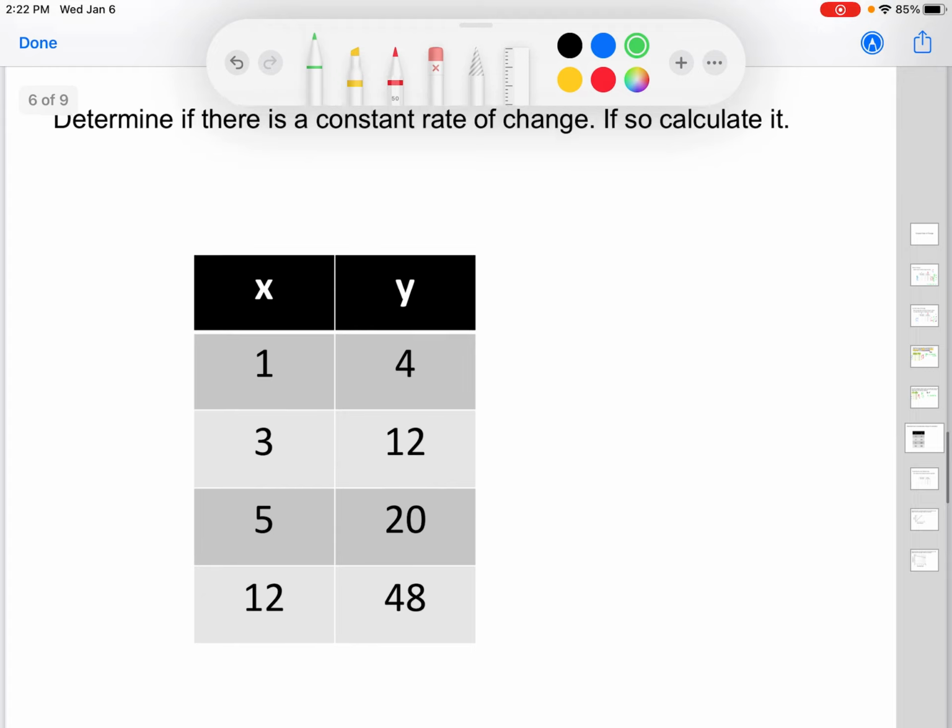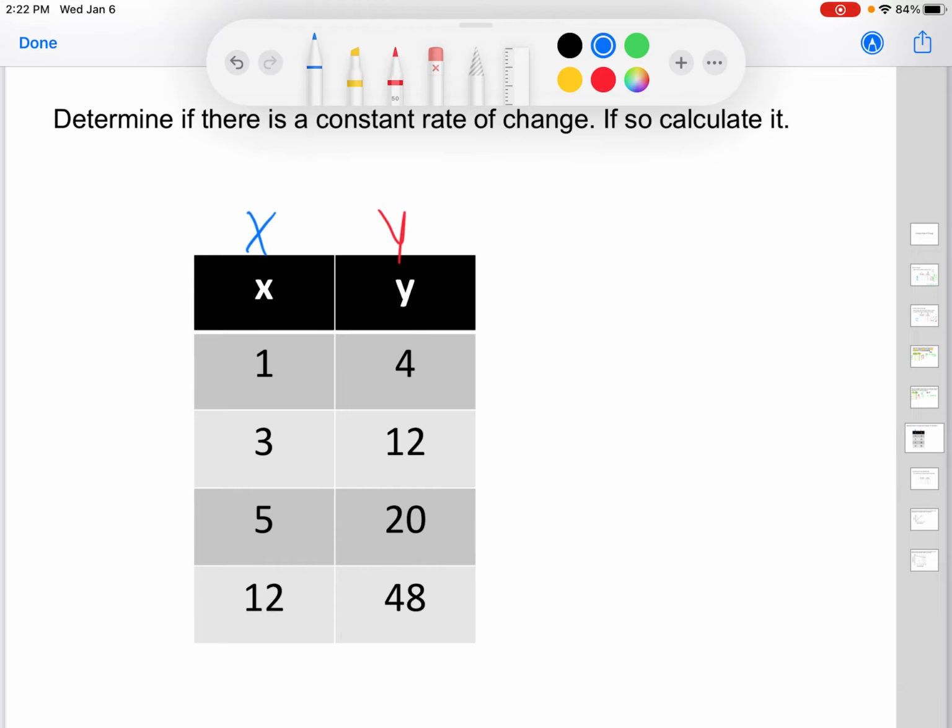So I want to look at this example here. This is kind of a different one. It's a little bit weird, but it's important to look at one of these because they're going to be slightly different than those two that we just did. So determine if there is a constant rate of change. If so, calculate it. So we're going to go through the same steps. We have our x's on this side. We have our y's over here.